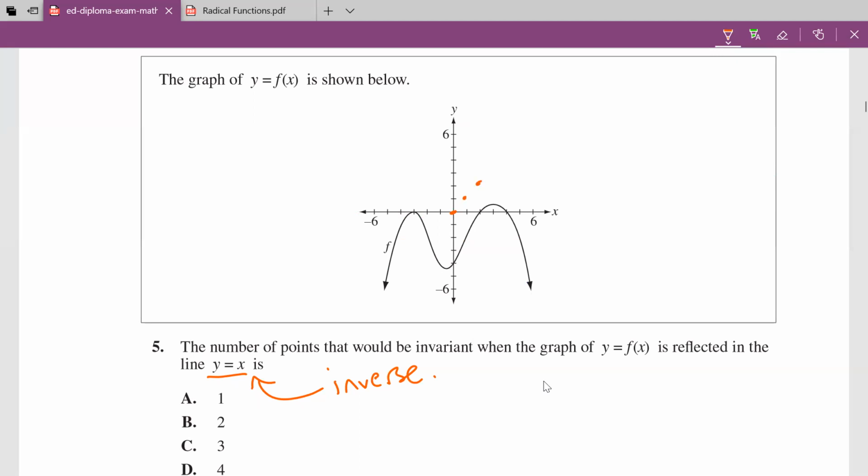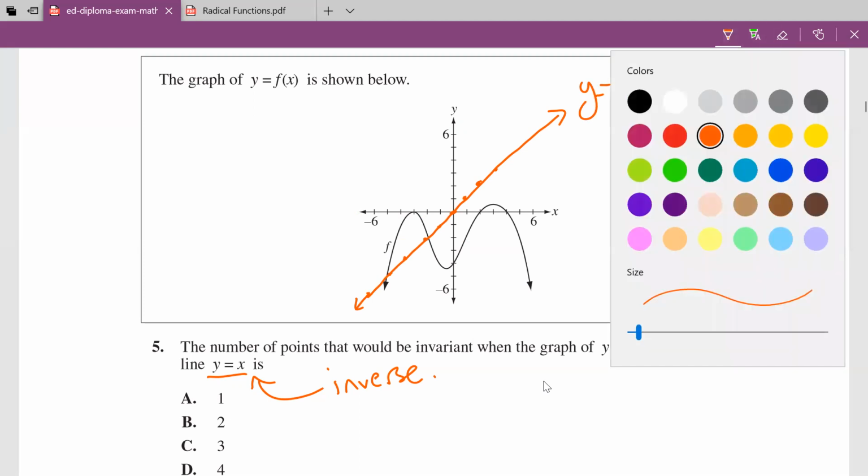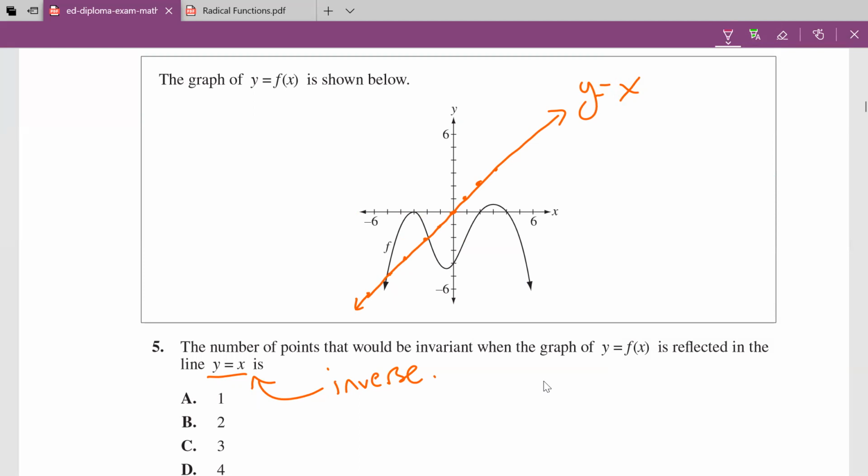0, 0, 1, 1, 2, 2, 3, 3, -1, -1, -2, -2, -3, -3, keep going. Now, on a test, I'm going to pull out a straight edge, do the best I can here. Looks like that. Okay, there's the line y equals x. So now all I need to ask myself is how many times will my graph intersect this line? Well, clearly right there and right there. Will it ever cross it again? Nope. So how many invariant points? The answer is B, 2.